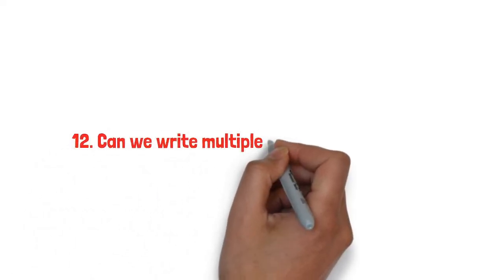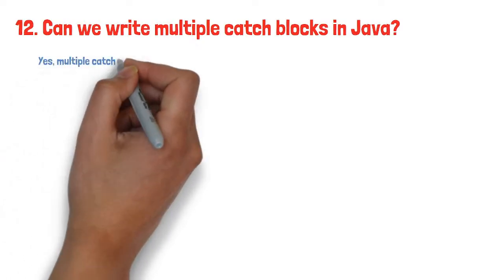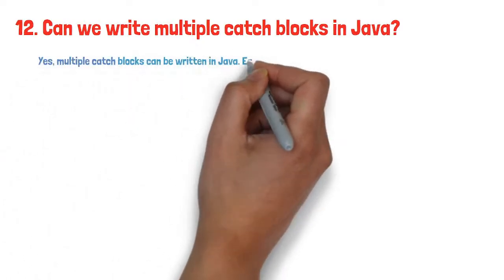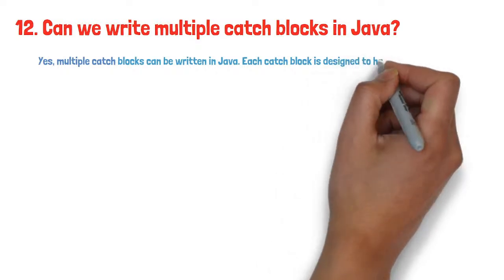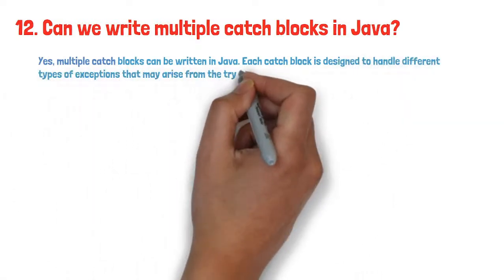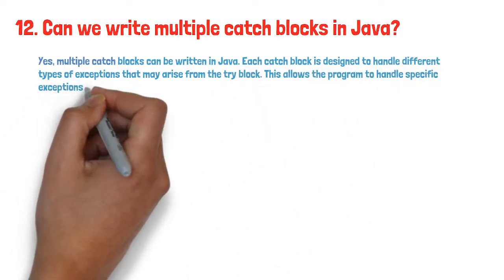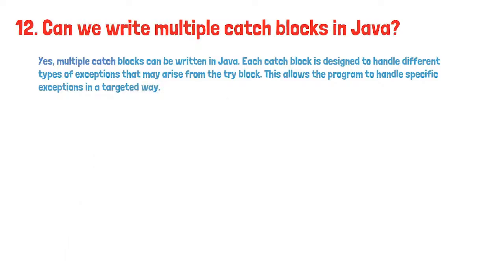Next question is can we write multiple catch blocks in Java? Answer is yes. Multiple catch blocks can be written in Java. Each catch block is designed to handle a different type of exception that may arise from the try block. It allows the program to handle specific exceptions in a targeted way.